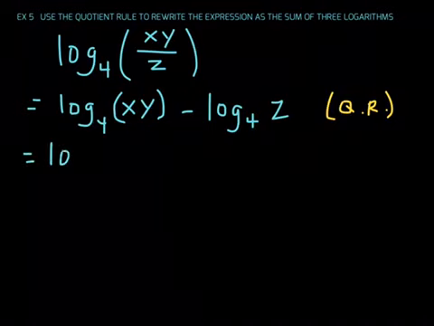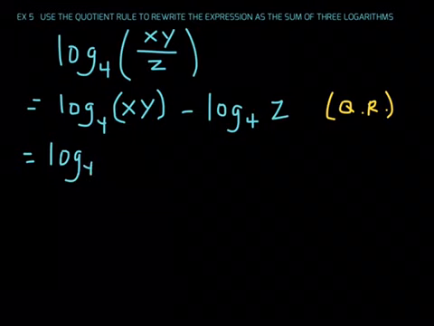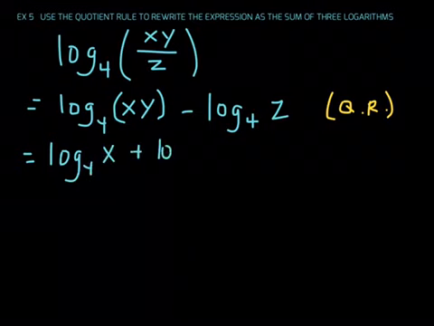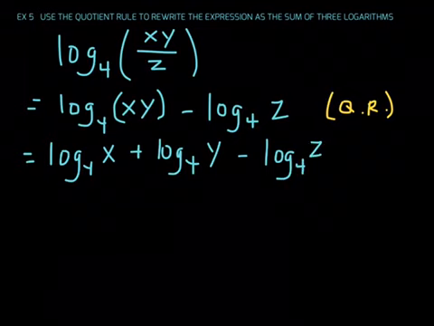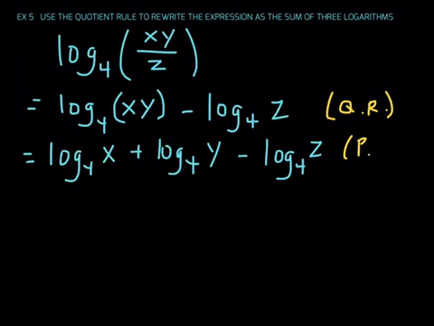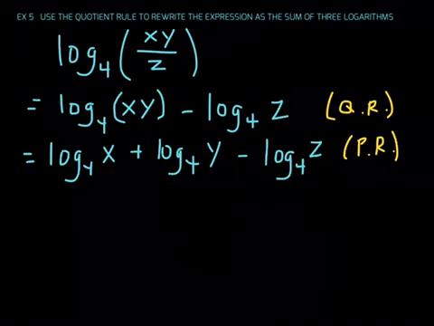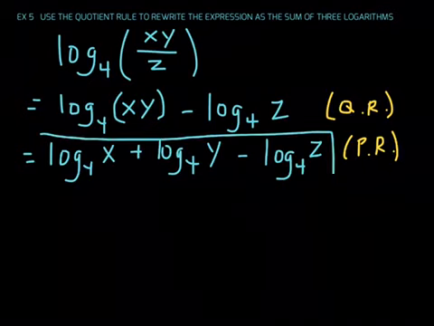So it'll be log base 4 of the first factor x plus log base 4 of the second factor y, and then, of course, just bring down log base 4 of z. What rule I used there was the product rule, okay? We're done. We did it. This is a sum of 3 logarithms.